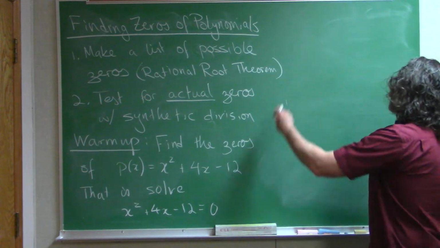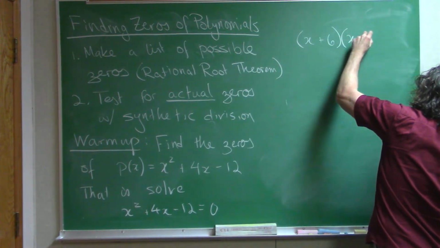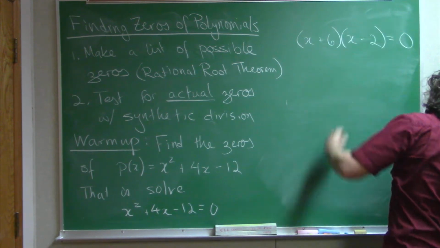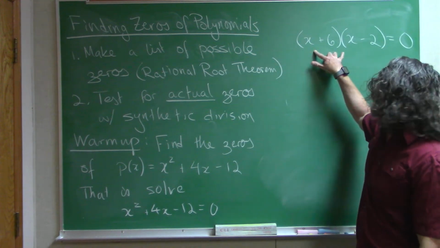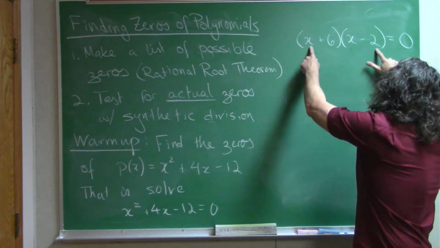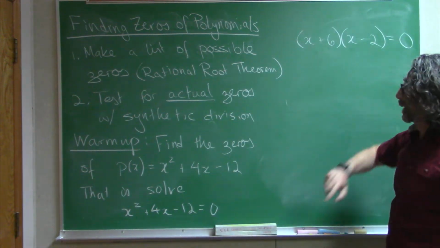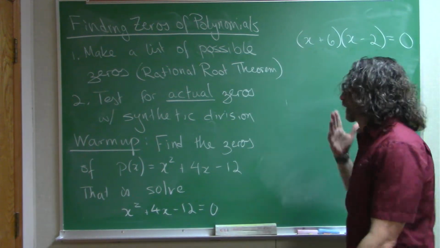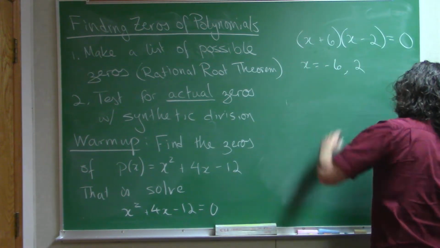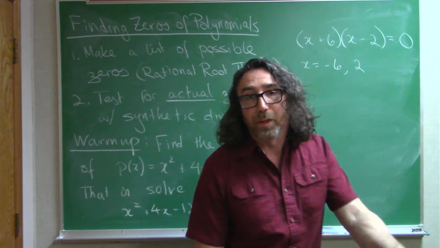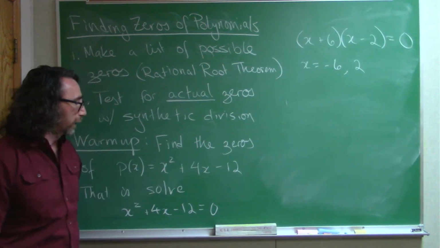It's not too hard, so I'll just finish the problem off here. I think the factoring goes (x plus 6) times (x minus 2), and we can always check our factoring by doing the multiplication. x squared minus 2x plus 6x is plus 4x, and then minus 12 for the constant term, so we've got the right factoring. And then once I know the factors, the zeros are x equals minus 6 and x equals 2. So a little warm-up there.